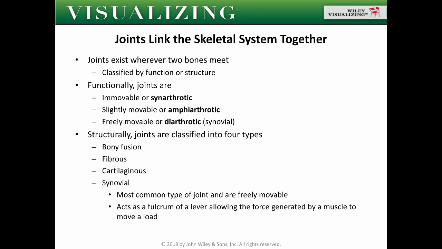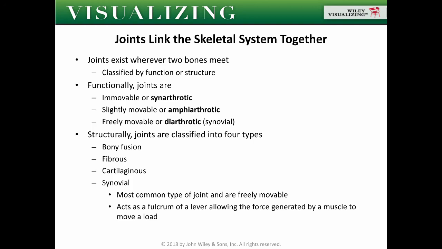Now for the structural type, looking at it structurally, joints can also be classified into 4 types: the bony fusion, just like the skull, the fibrous, cartilaginous, and the synovial. So synovial is the most common type of joints for the freely movable. Why is it called synovial?